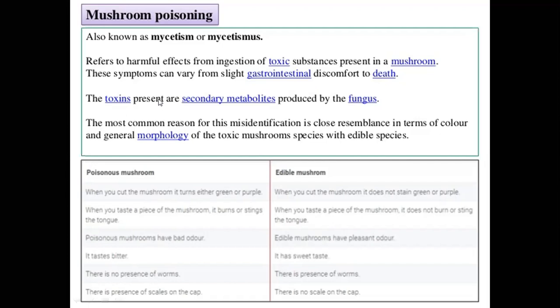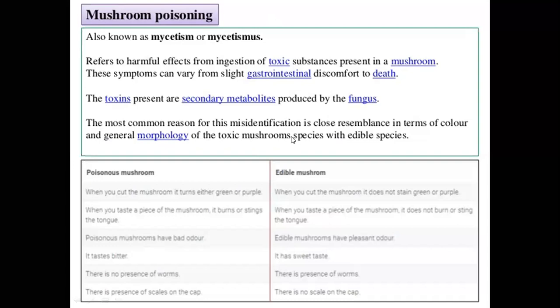The toxins present are secondary metabolites produced by the fungus. बेसिकली जो टॉक्सिन्स होते हैं पॉइजनस मशरूम में, वो क्या होते हैं, ये सेकेंडरी मेटाबोलाइट्स होते हैं. जैसे किसी प्लांट में कुछ केमिकल कंपाउंड अगर प्रेजेंट रहते हैं तो उसे हम सेकेंडरी मेटाबोलाइट कहते हैं. The most common reason for misidentification is the close resemblance in terms of color and general morphology of the toxic mushroom species with the edible species. ठीक है, misidentification हो जाता है, हम लोग पहचान नहीं पाते हैं कि ये poisonous है कि edible है.